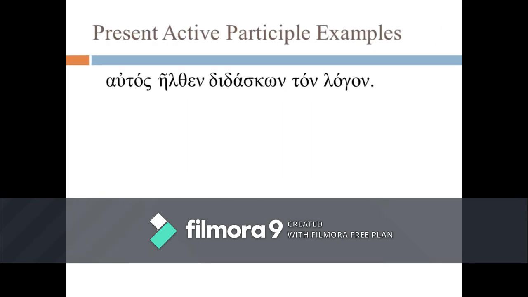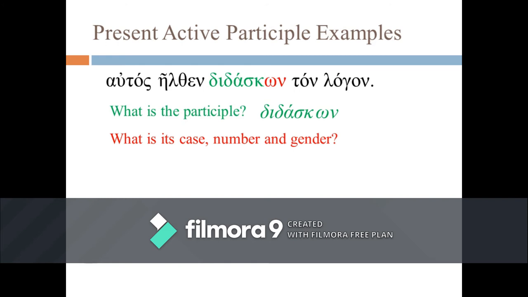Okay, let's do a few exercises. This is the present active participle examples. And the sentence we have here is autos elthen didaskon ton logon. So when we're dealing with participles, what we want to do is first identify a participle in the sentence. So we ask, what is the participle? And the participle is didaskon. We look at it and realize it has the first part of a verb, didasko, and the second part is a participle ending, on. So the participle is didaskon, and the next question is, what is its case, number, and gender?